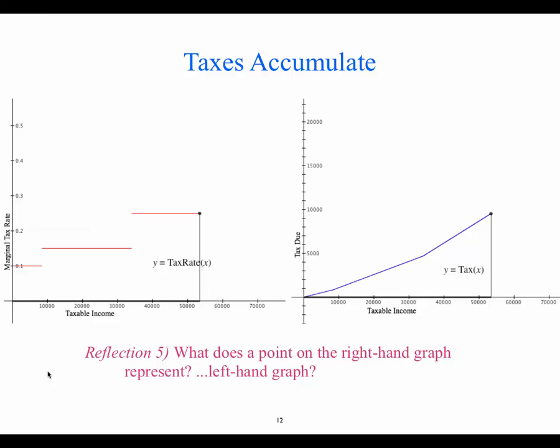So this point right here. What does that point represent? Marginal tax rate. Just the tax rate? What does that point on the left-hand graph represent? It represents her marginal tax rate for a specific taxable income. Right. It's those two values taken together, simultaneous values. It represents the tax rate for the current dollar earned.